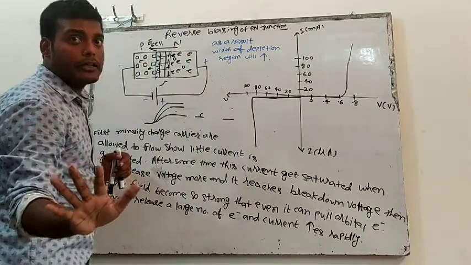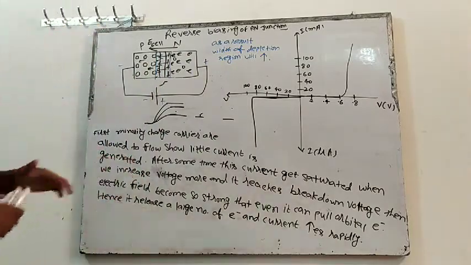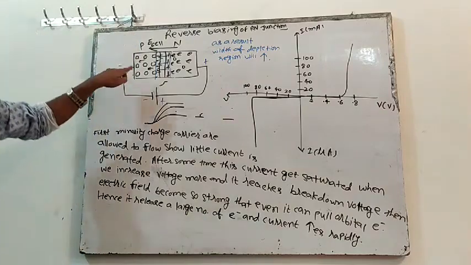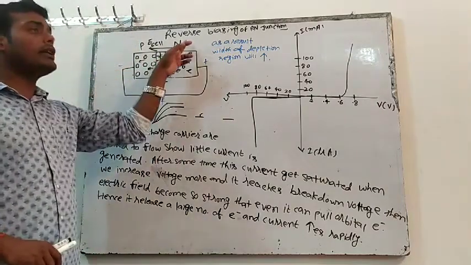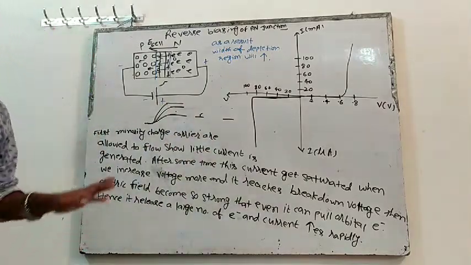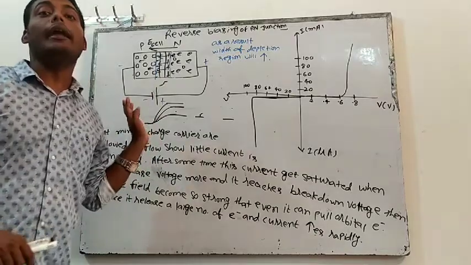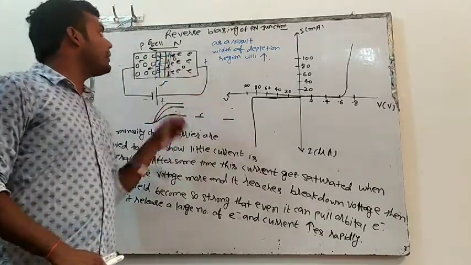If I ask you a question whether the majority charge carrier can move here: who is the majority charge carrier in p type? Hole is the majority charge carrier. Who is the majority charge carrier in n type? Electron is the majority charge carrier. Now my question is, will the majority charge carrier move? The answer is no. Why? See, this electron is a negative charge.